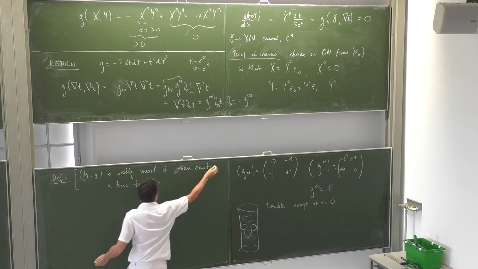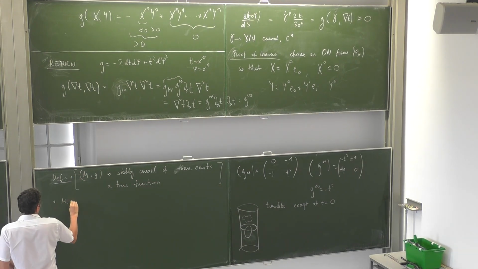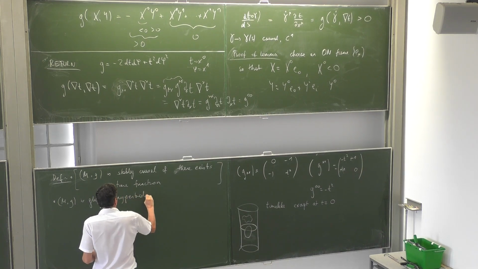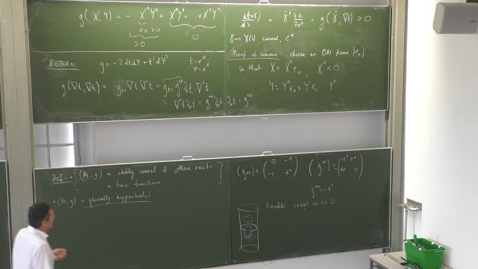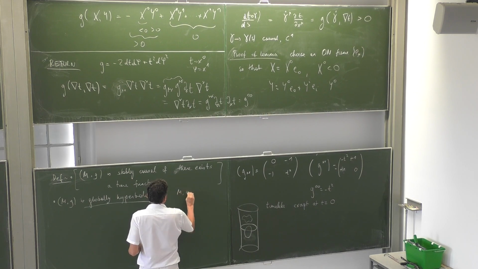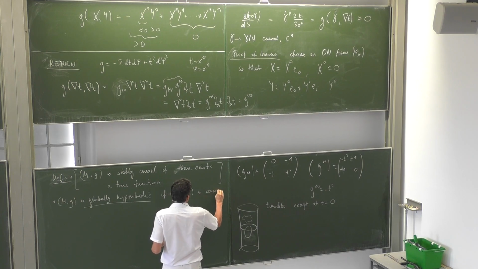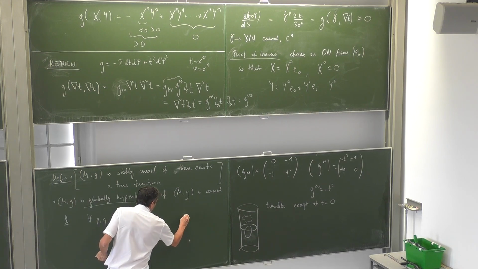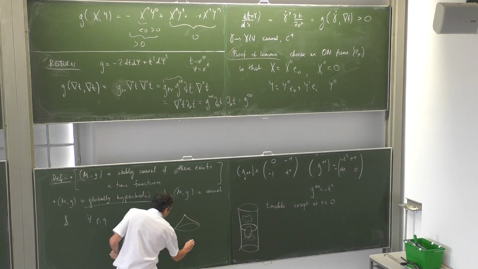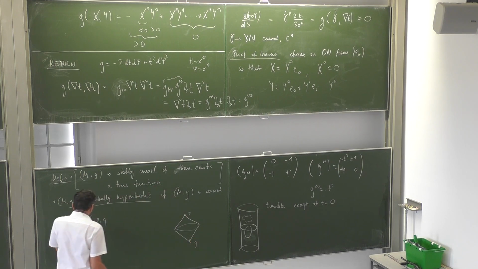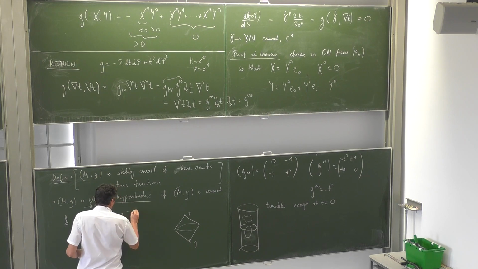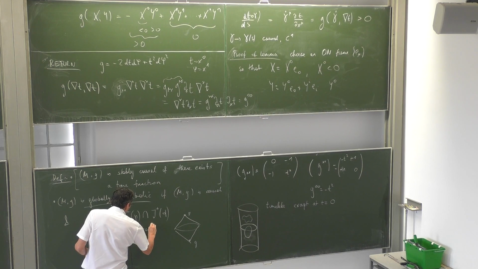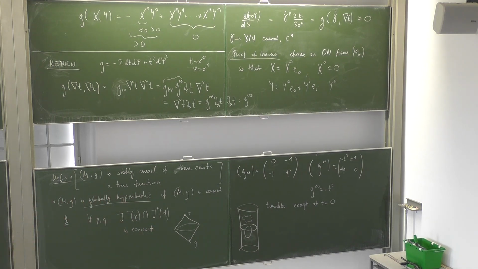So this is a parenthesis, but the key definition that I want is Mg is globally hyperbolic if it's causal and the causal diamonds are compact for every P, Q. So you take two points P and Q. You look at the past of this point. You look at the future of this one. So this would be the past of P intersected with the future of Q is compact. So that's the definition of global hyperbolicity.